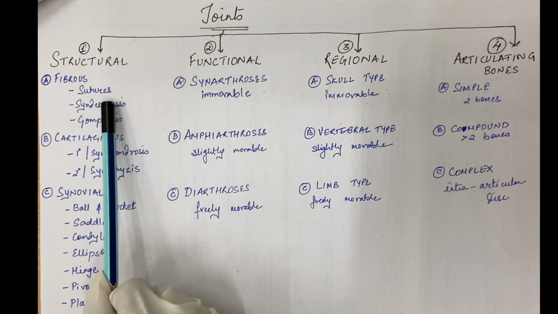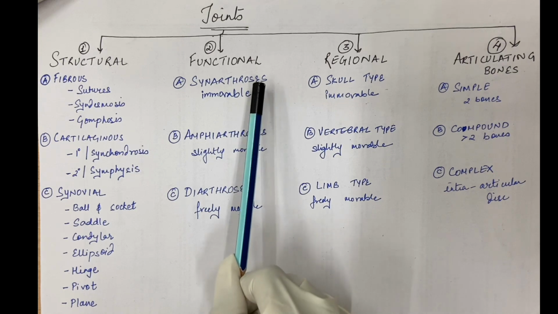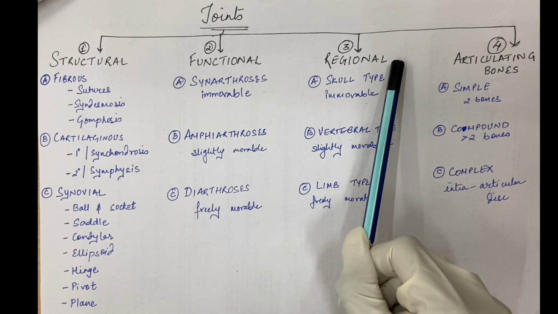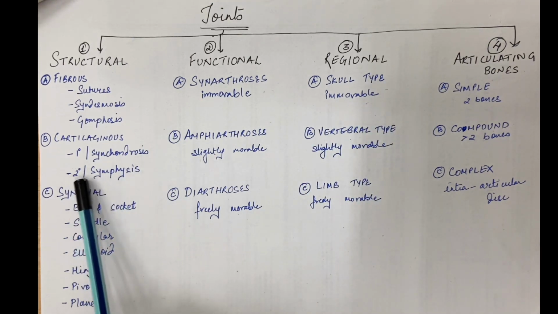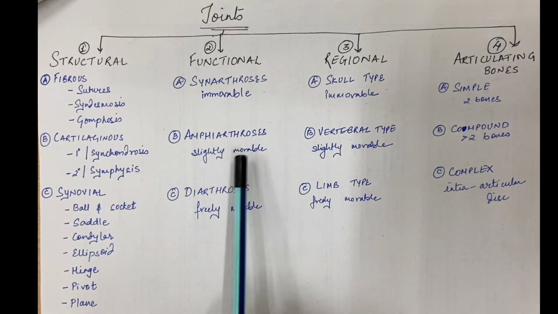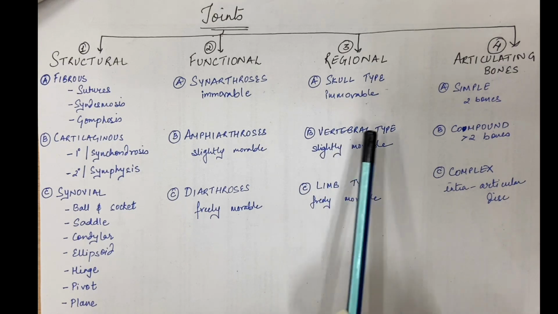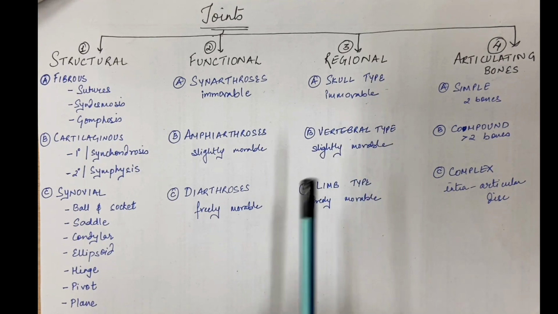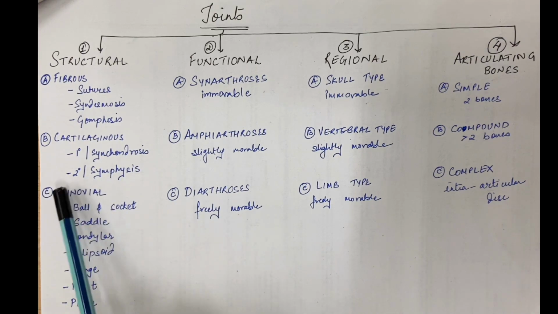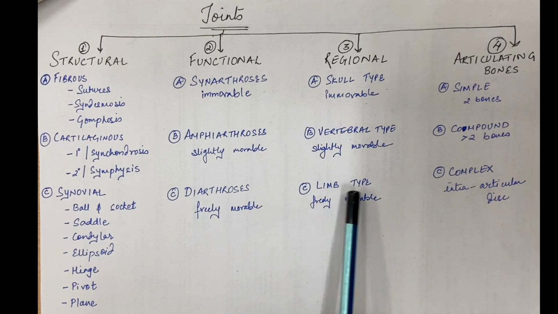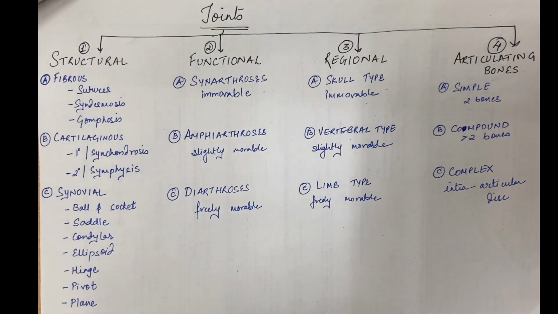So whether you say sutures, which are immovable, synarthrosis under functional classification, immovable skull type according to the regional classification. Similarly here, secondary cartilaginous means cartilaginous joints, slightly movable amphiarthrosis under functional classification, and slightly movable vertebral type according to the regional classification. Synovial variety of the structural classification falls under diarthrosis, which are freely movable, and limb type, which are freely movable. The last classification of the joints is according to the number of the articulating bones.